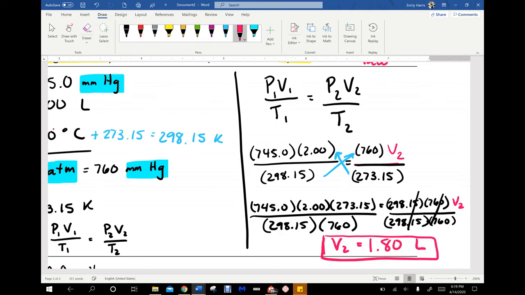All right. And so if you're not getting 1.80 liters, what probably happened is you may not have divided by both of these things. So make sure, if you're using your calculator, that after you hit the divide by sign, you make sure you're dividing by 298.15 times 760. So both of those numbers should be going in the denominator because you're dividing by both of them.